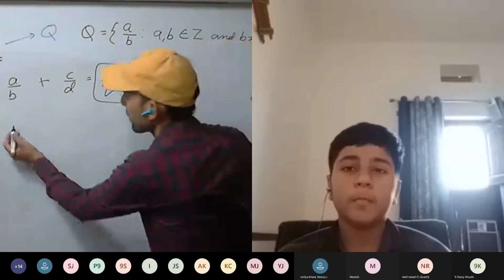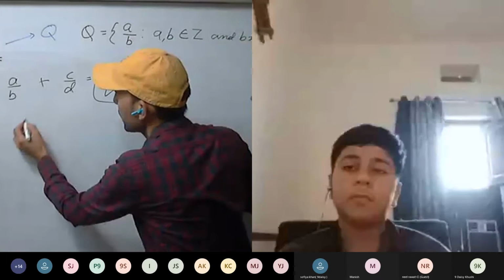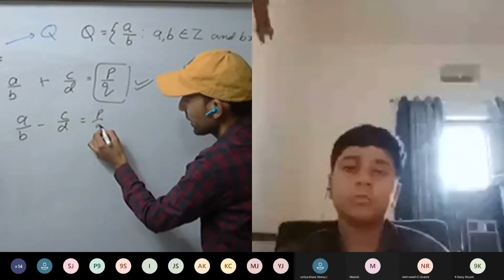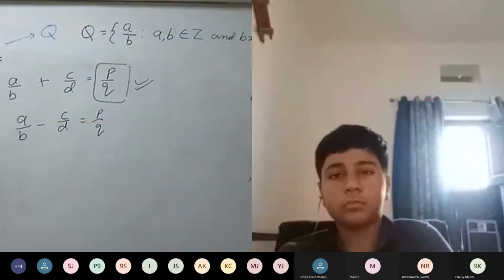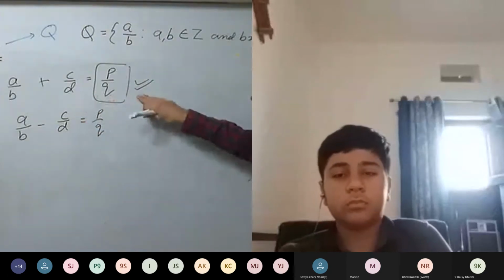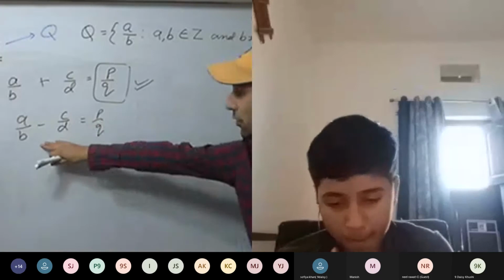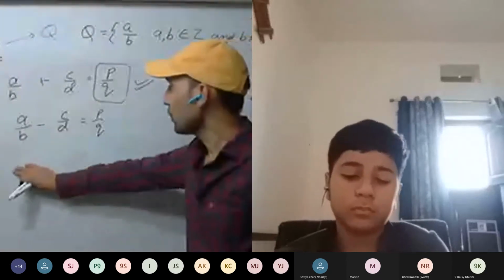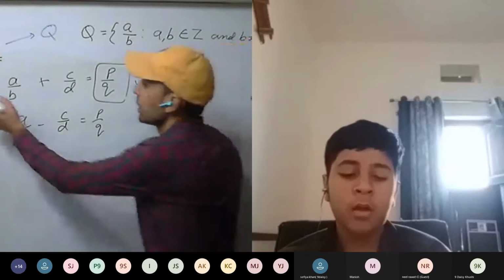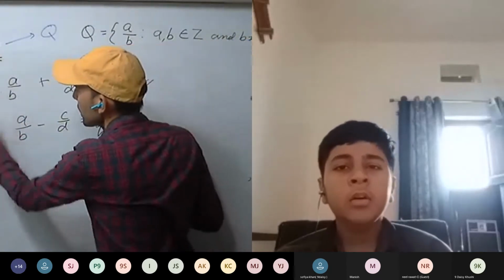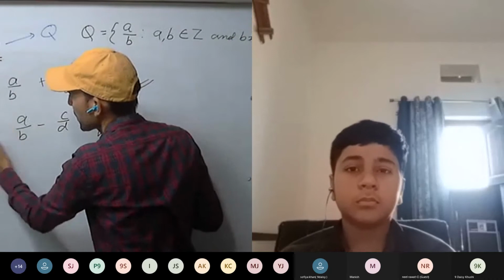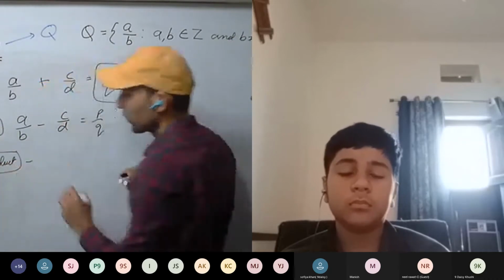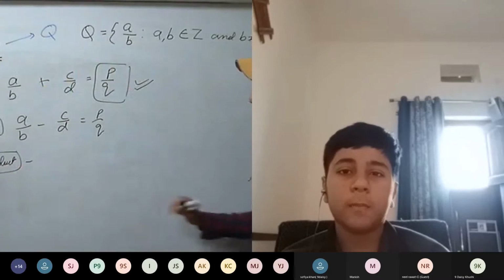Or if we subtract them, for example, A by B minus C by D, or C by D minus A by B, the resultant number is also a rational number. So the sum of rational numbers is a rational number. The difference of two rational numbers is also a rational number. The product of two rational numbers is also a rational number.